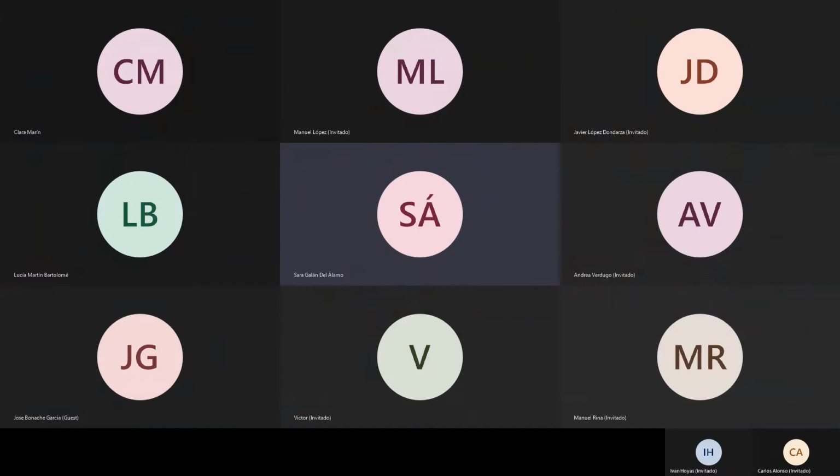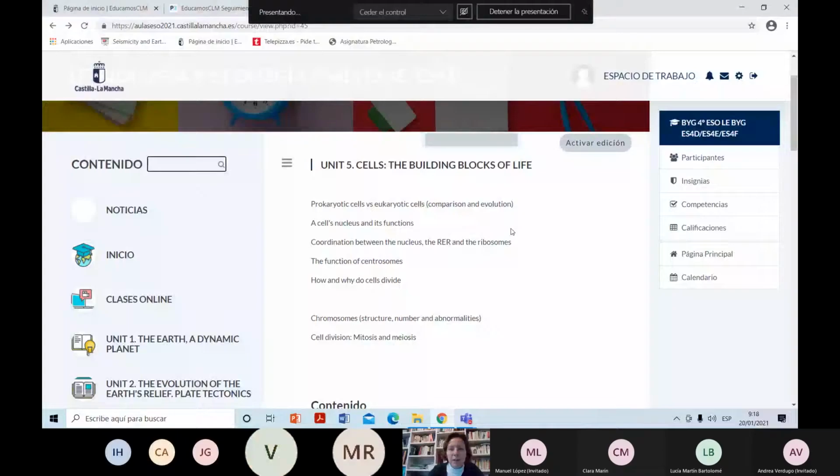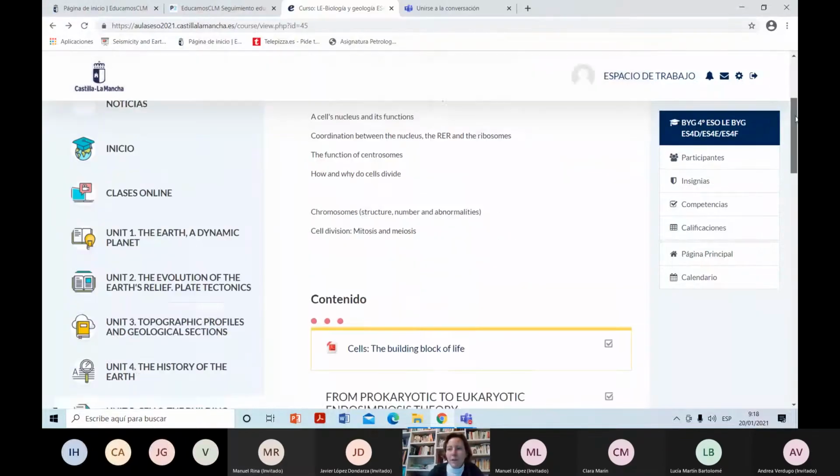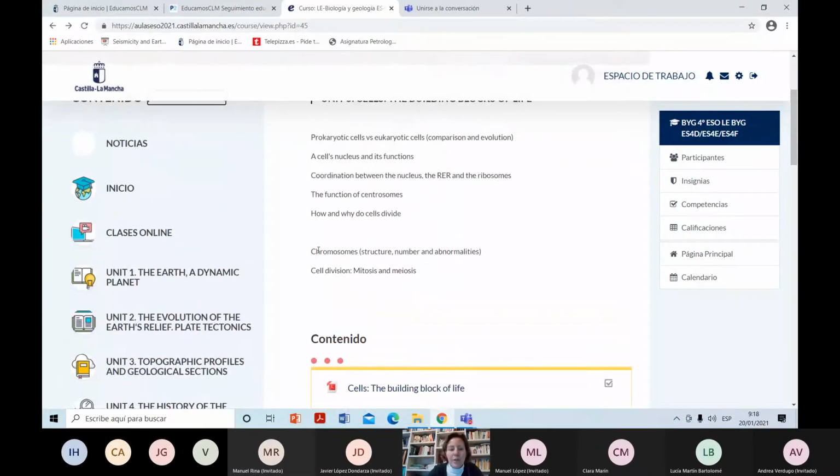We get to see this last part of the unit about chromosomes. We did the review yesterday about these 5 sections. We saw again how and why do cells divide, and we started with the chromosome structure, the structure of chromosomes.